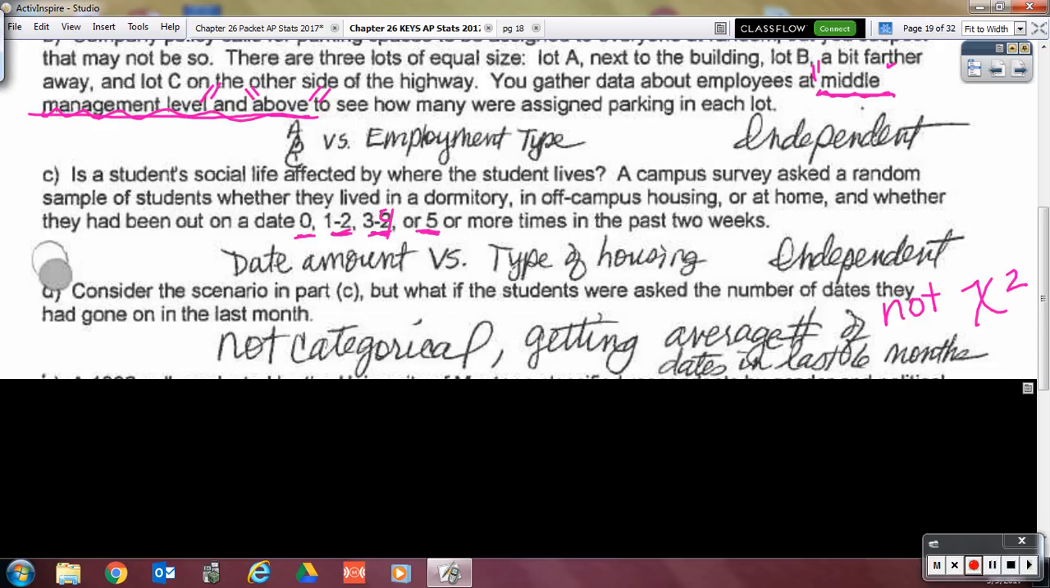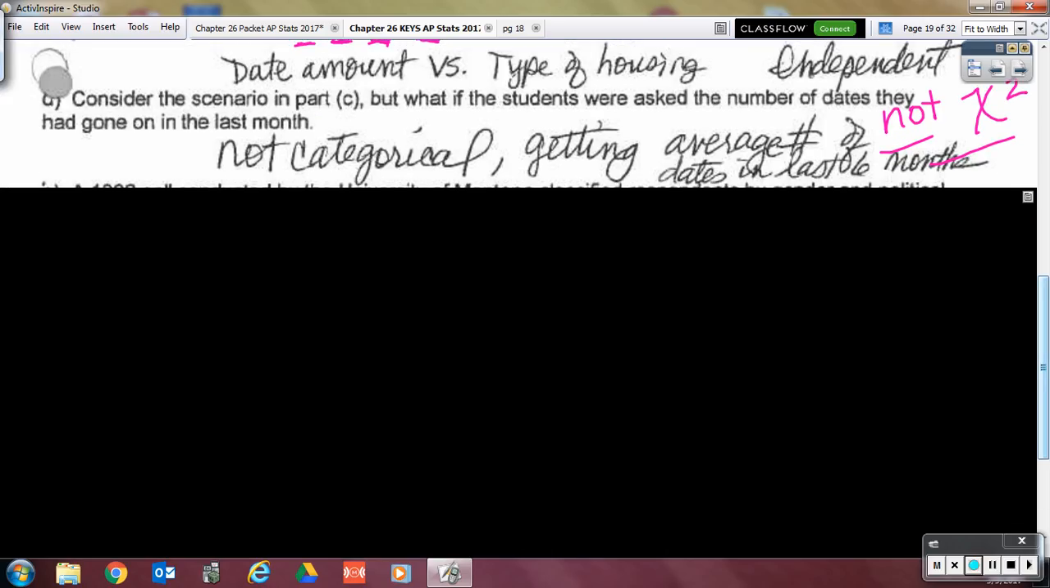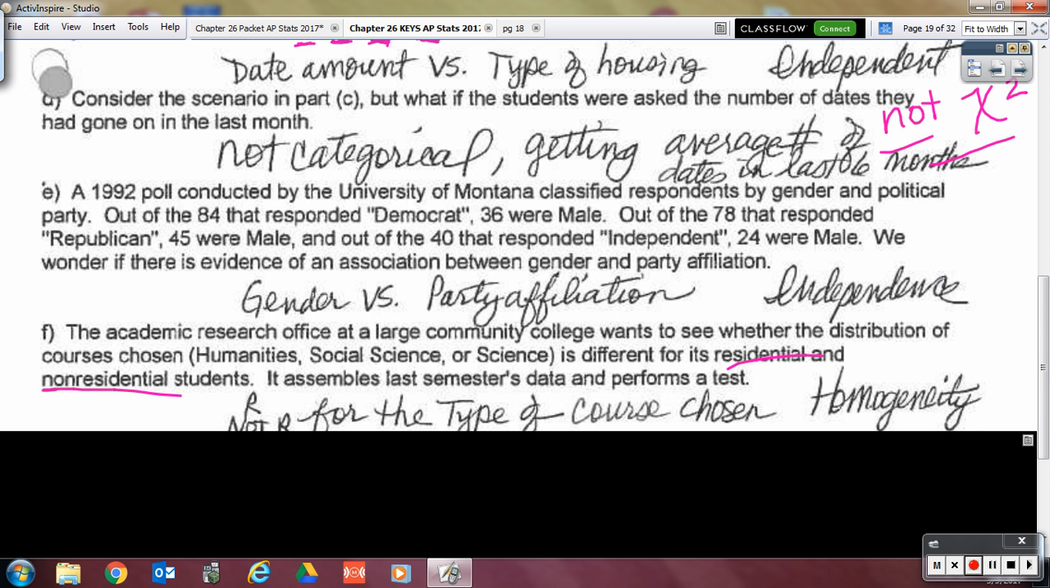We would end up averaging them. If every student told me their number of dates, then I would end up averaging the number of dates that the dormitory students go on, averaging the number of dates that the off-campus students go on, and averaging the number that the at home. That would make it 3 means, so not chi-squared. Okay, multiple means is ANOVA. We won't even do that. If all it had asked for was dorms and off-campus, then that could be 2 means, and I can do a 2 mean problem. How would I do a 2 mean problem? 2 sample t-tests.